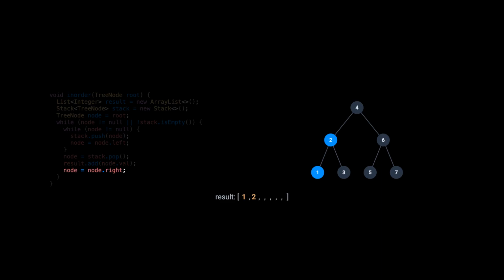So we're simulating the same order as recursive inorder: left subtree, then root, then right subtree. We repeat this until the stack is empty and the node is null. The result list then contains the inorder sequence. For this tree, that gives 1, 2, 3, 4, 5, 6, 7.